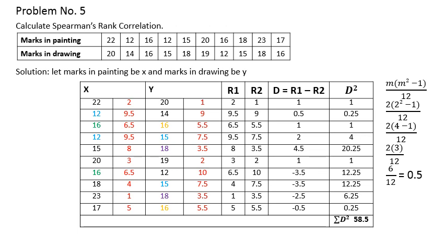After highlighting the repeated values, you have to assign ranks. The highest value is 23, so you assign first rank. Next highest is 22, second rank. Next highest is 20, third rank. Next highest is 18, fourth rank. Next highest is 17, fifth rank. Next highest is 16, but that value is repeated twice, so the average of the ranks is 0.5.